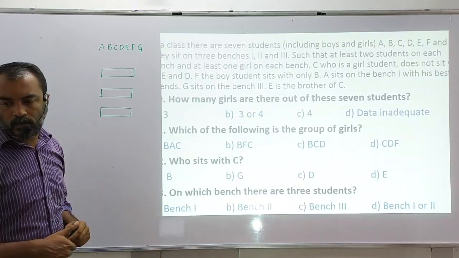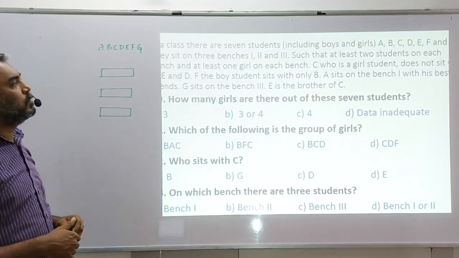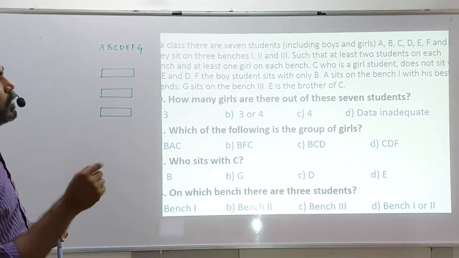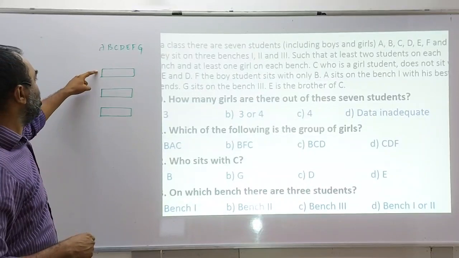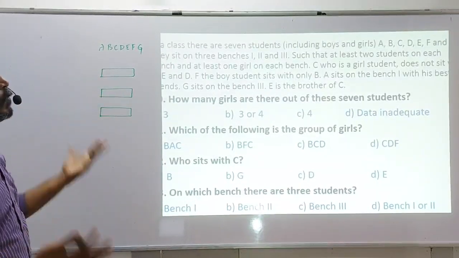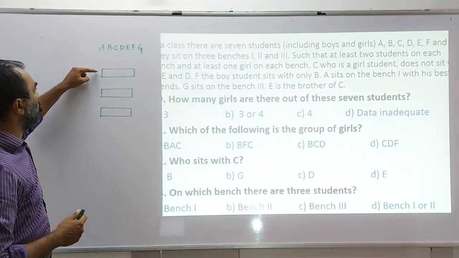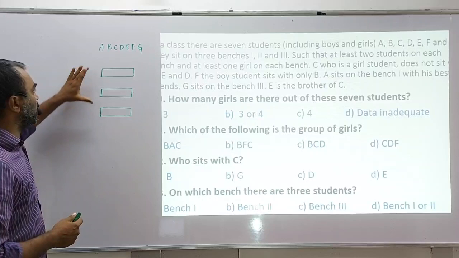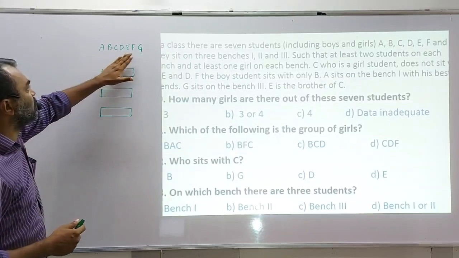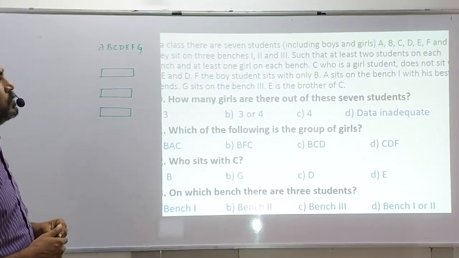And at least 1 girl on each bench. Because there is at least 1 girl on each bench, we know there have to be at least 3 girls. There can be 4 also because it is not said how many girls. At least 1 girl on each bench means I can have 1 girl here, 1 girl here, 1 girl here. That is guaranteed. But there are 7, so there is 1 more girl, she can take any bench she wants.